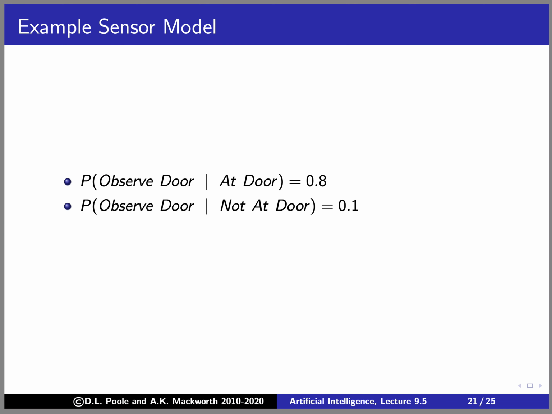The noise model we're going to use is: if you're at a door, you can observe the door 80% of the time. If you're not at the door, you're going to observe the door 10% of the time. So there's a 0.2 chance that you are at the door and you don't observe a door, which is a false negative. And this is a false positive: you're not at the door and you observe one. So there's a 10% false positive rate here. There's a fair amount of noise just in the sensor model, so just knowing this, we can't really determine what's happening very well.